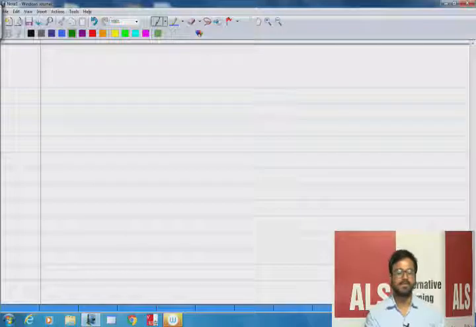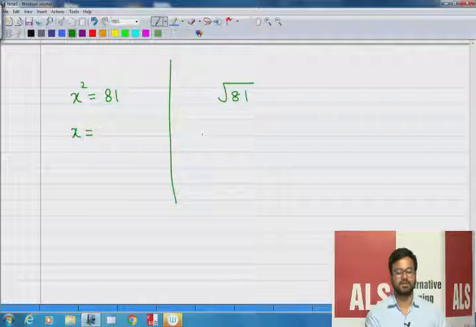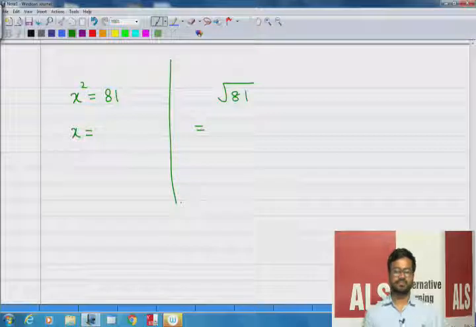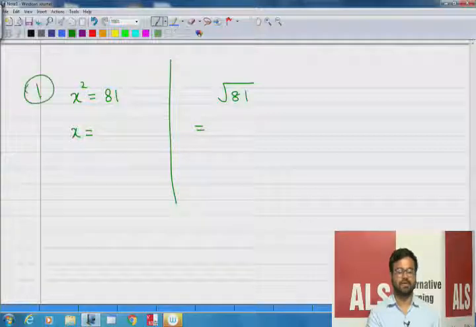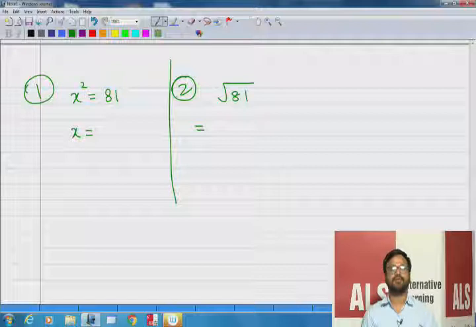Now tell me one thing, two questions. Like if x square is equal to 81, what is the value for x? And root 81, what is the value for this one? This is question number 1 and this is question number 2. X square is equal to 81, what is the value for x? And root 81.